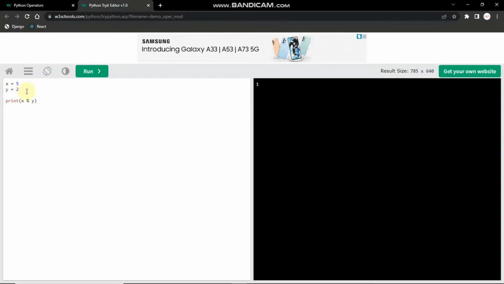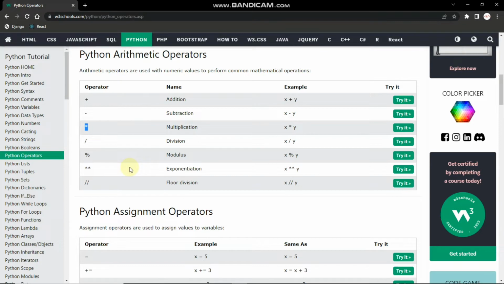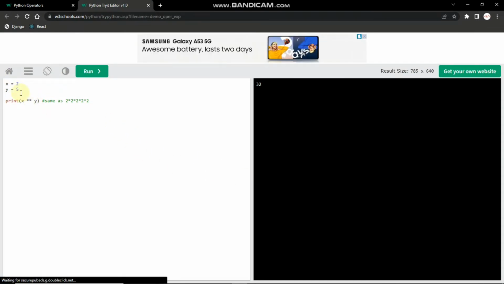So guys, if we divide 5 by 2, then the remainder will be 1. Like this, it works. Then guys, now you can see the exponent. This means you can see 2 and 5, and this is the same as 2 times 2 times 2 times 2 times 2. So 2 to the power of 5.